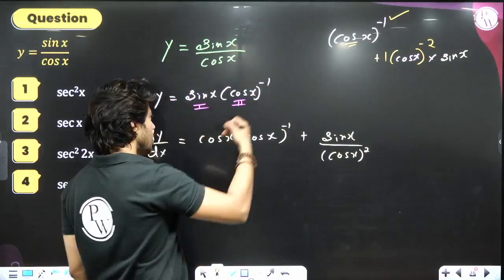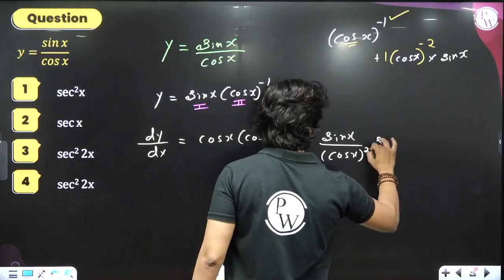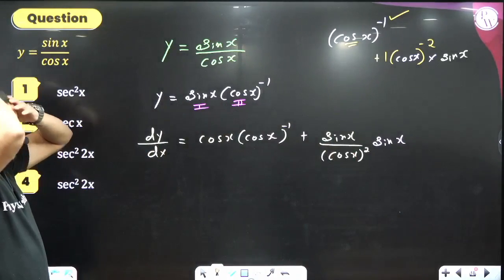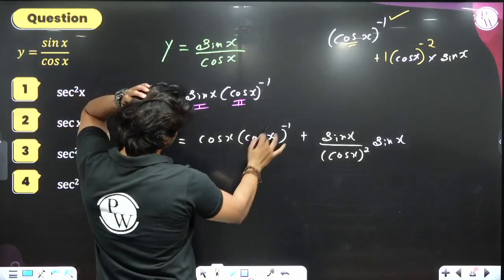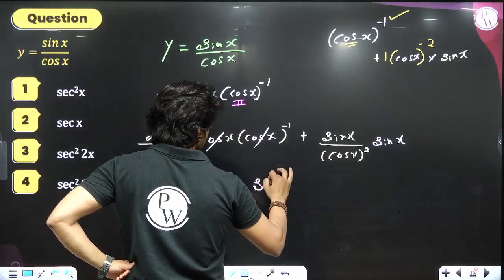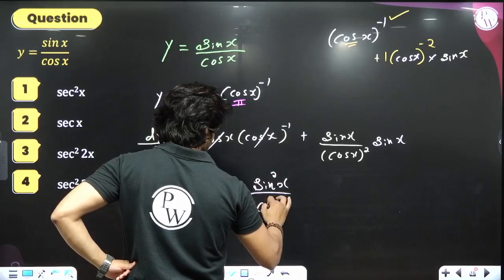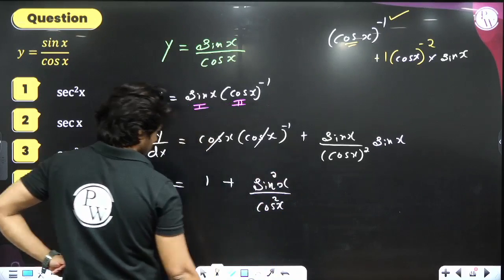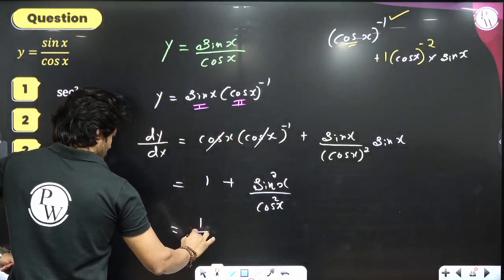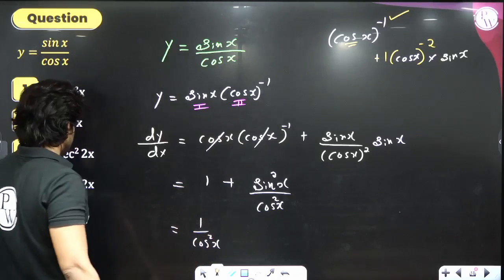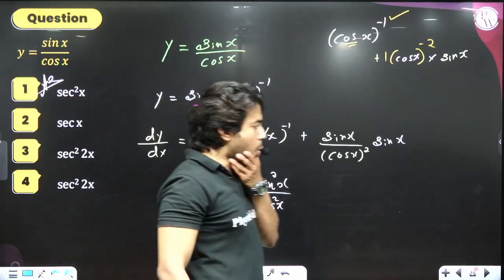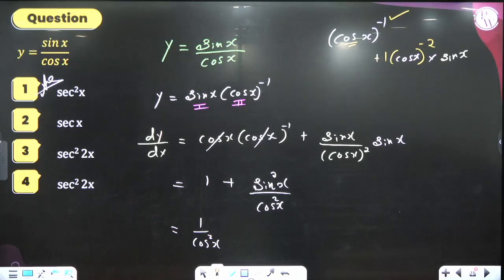The first function remains as it is. Cool. Arrange the expression. Cos x to the power minus 1 gets cancelled out. This is 1. So 1 plus sin square x upon cos square x. Okay. LCM: sin square x plus cos square x is 1, so 1 upon cos square x. That's sec square x. This is the answer, 1 upon cos square x, that's sec square x. Note it down.